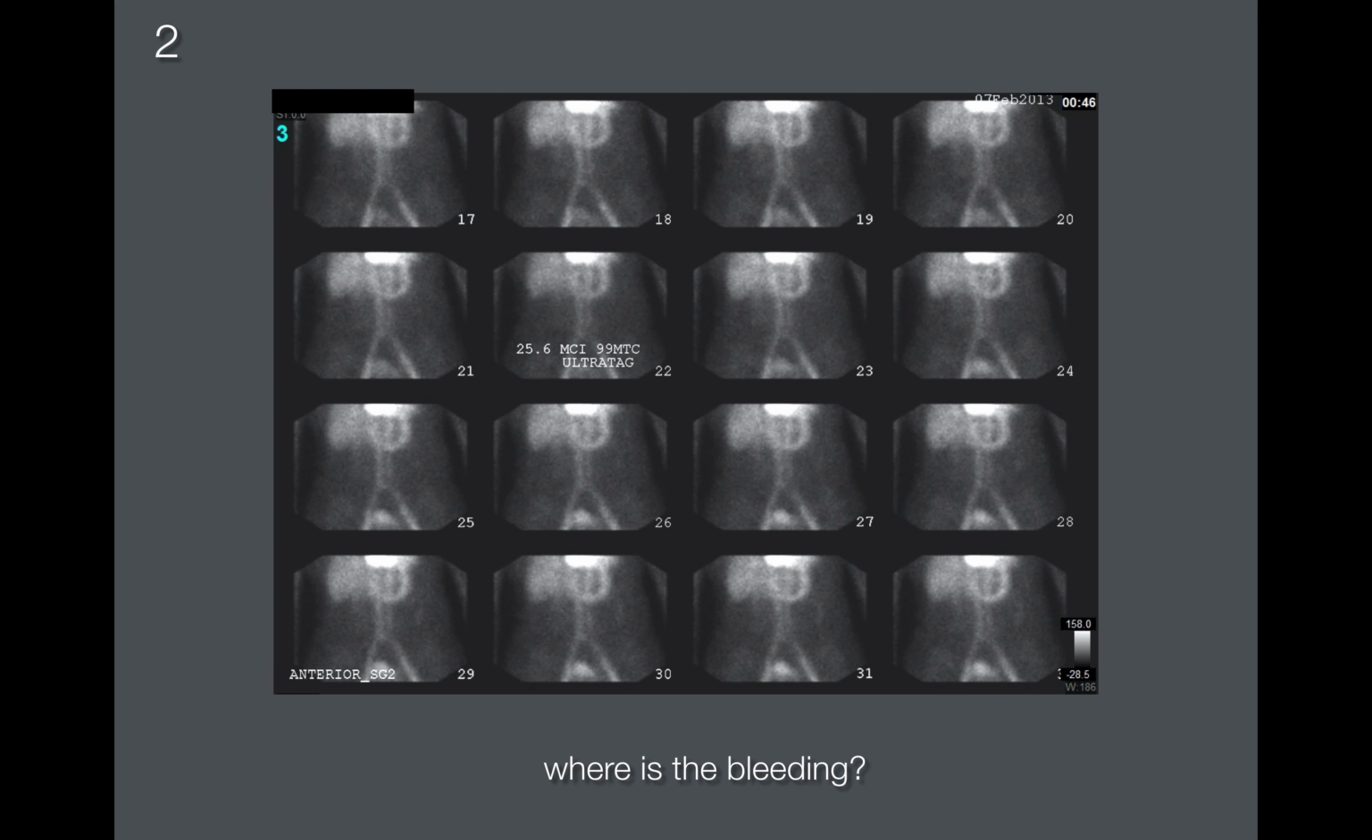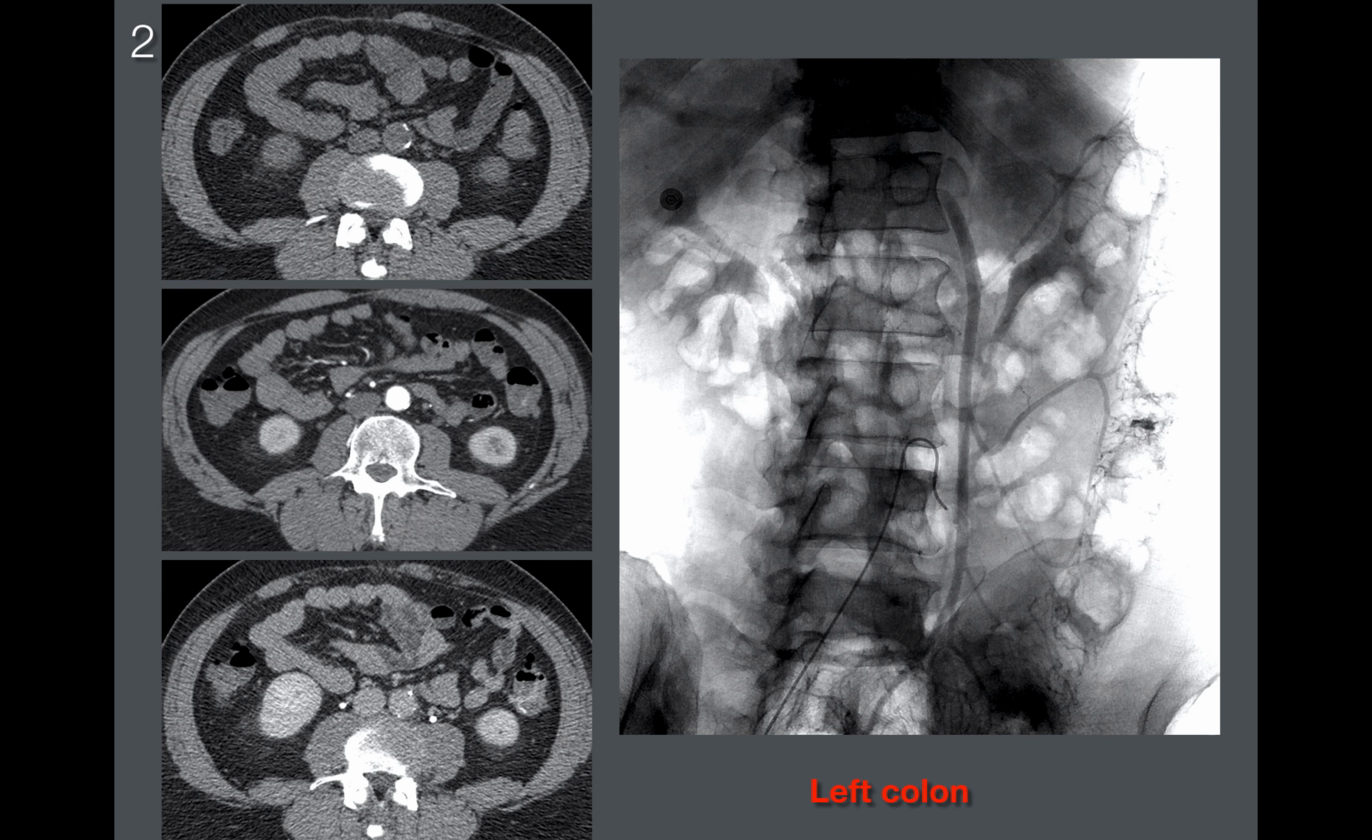Now, this is a bit of an eye test, and I'll be honest, we actually failed the eye test and failed to identify the source of the bleeding on this nuclear medicine scan. The bleeding was subsequently picked up on this CT angiography, where I'm sure all of you by now have quickly identified the descending colon as the source of the bleeding.